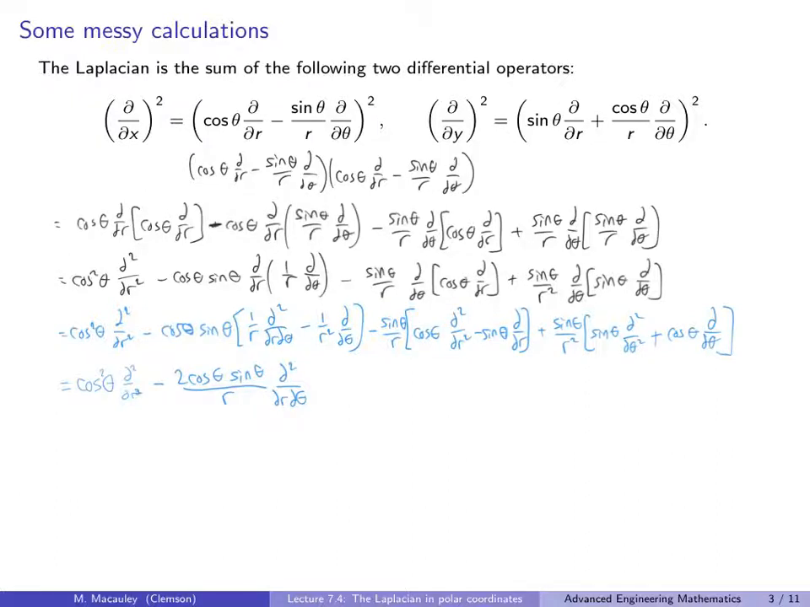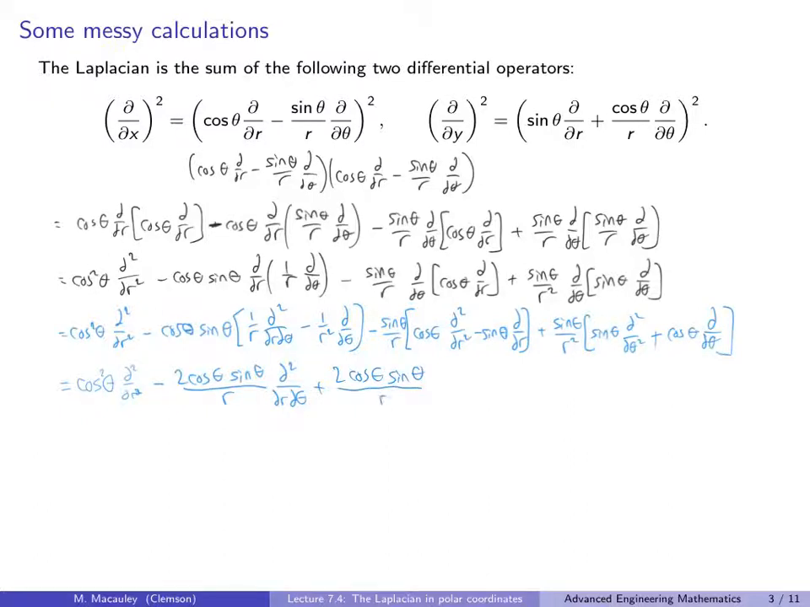And now what else do we have here? We have a couple of them that are over r squared. So here we have cosine sine over r squared times d theta, right? And we have that somewhere else as well, I think. Yeah, cosine sine over r squared times d theta. And these are both positive. So this is going to be plus 2 cosine theta. I swear this is going to cancel very nicely.